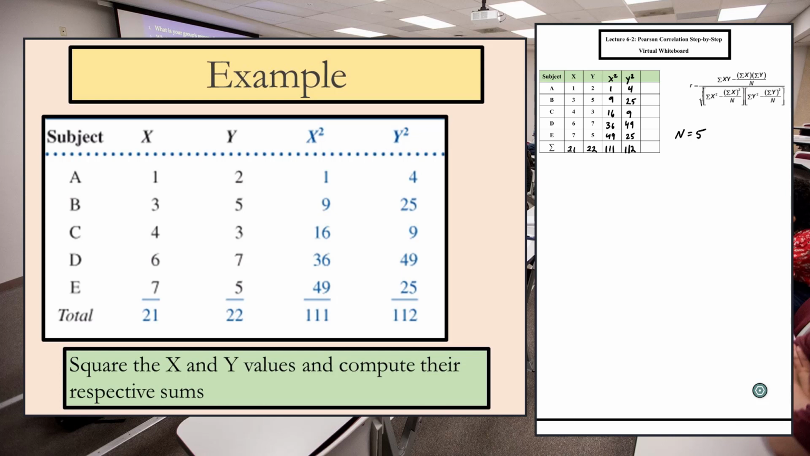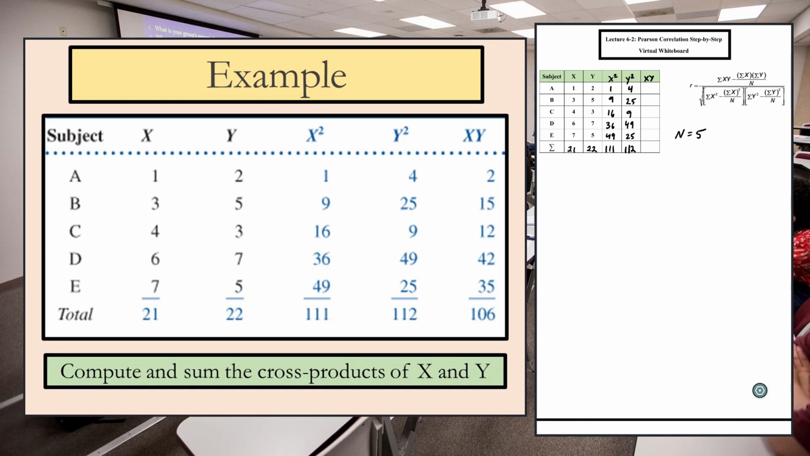Okay, and then the next thing we're going to do is compute the cross product of x and y. So this is just x times y. And so 1 times 2 is 2, 3 times 5 is 15, 4 times 3 is 12, 6 times 7 is 42, 7 times 5 is 35. And sum them all up, and it's 106.